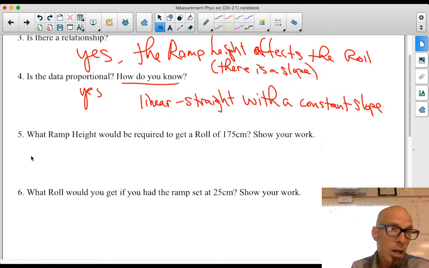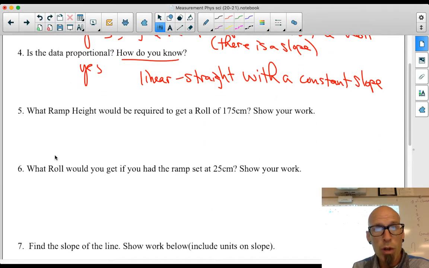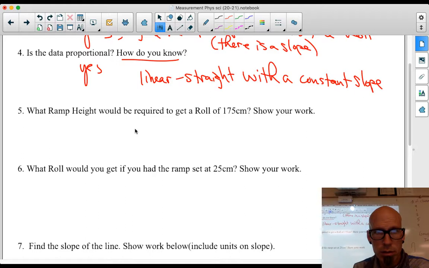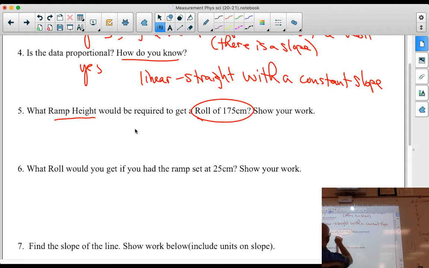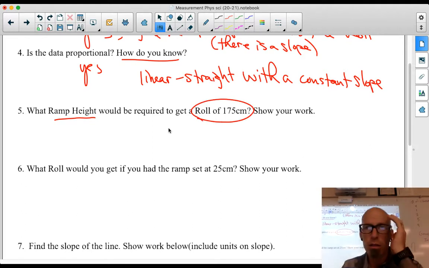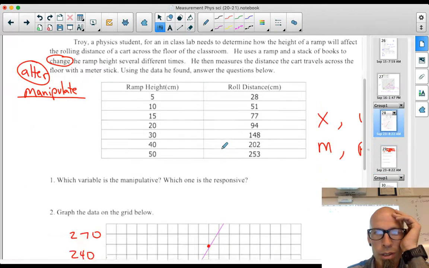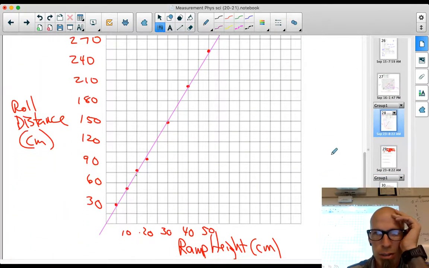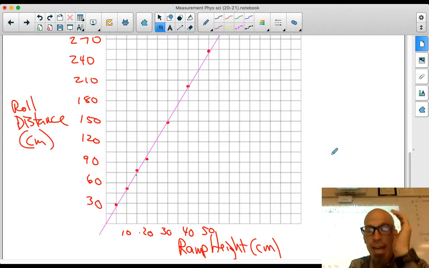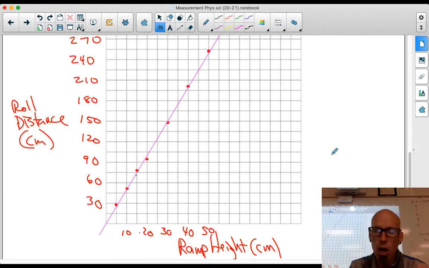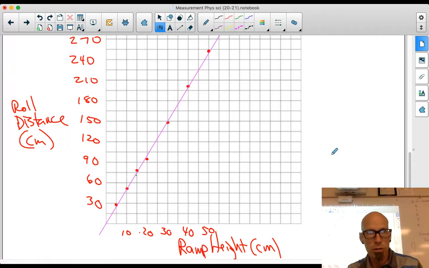All right. What ramp height would be required to get a roll of 175 centimeters? So we're looking for ramp height. We're given a roll of 175 centimeters. Well, I hope you went to the graph, and I hope you looked at your graph and you started where? Now, it says show your work on the question, and that means draw dashed lines on the graph so that I know you know what you're looking at and how this works.